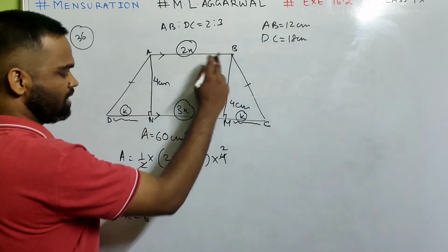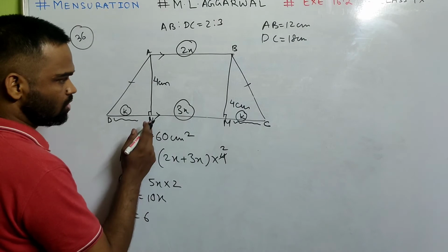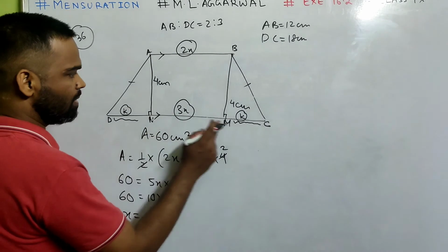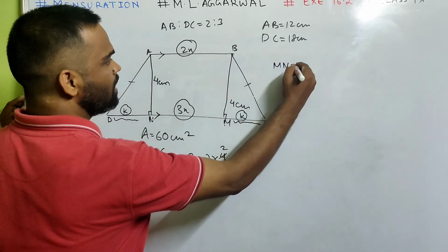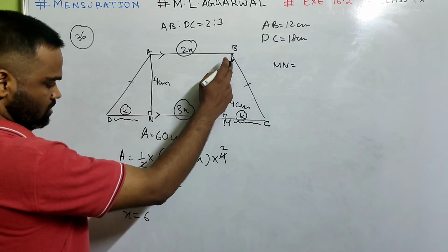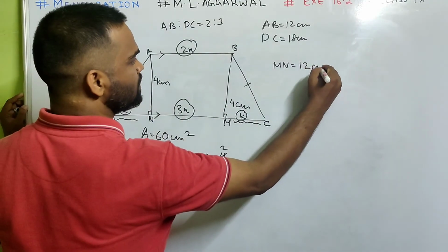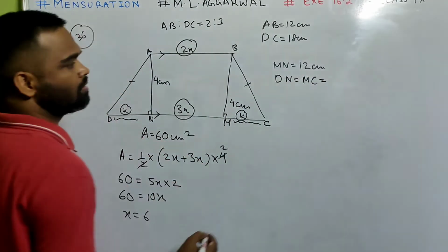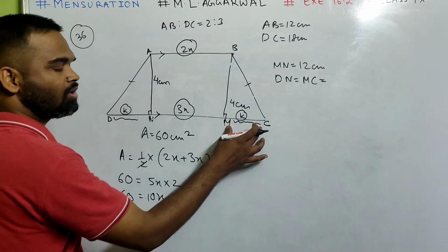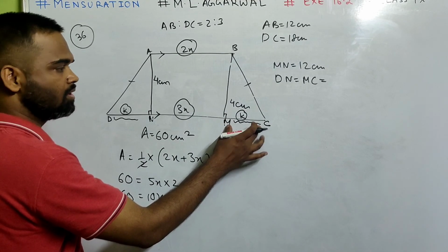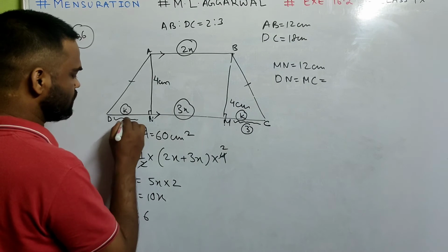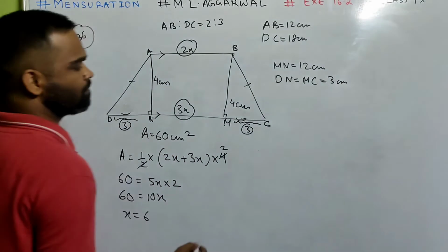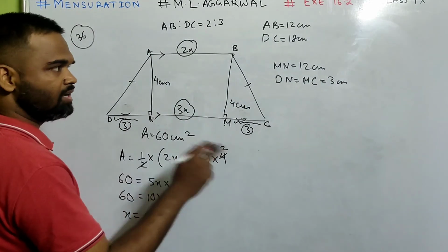Now AB is how much? 12 centimeter. So ABMN is a rectangle. So MN is also how much? This is 12. So MN is 12 centimeter. And DN is equal to MC. See, this is 12. So these two add to give how much? 6. So this is 3 and this is 3. Remove K. We don't need it. So that's 3 centimeter each. So 3, 3 and 12 gives you 18.